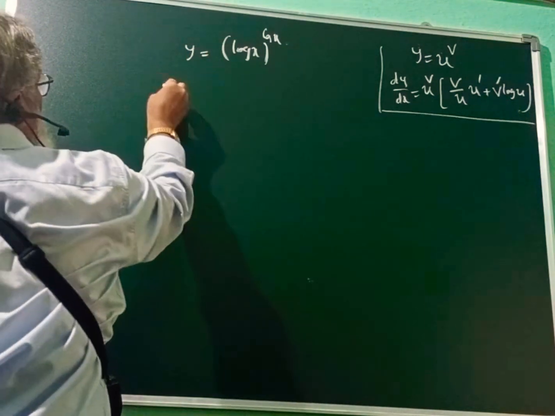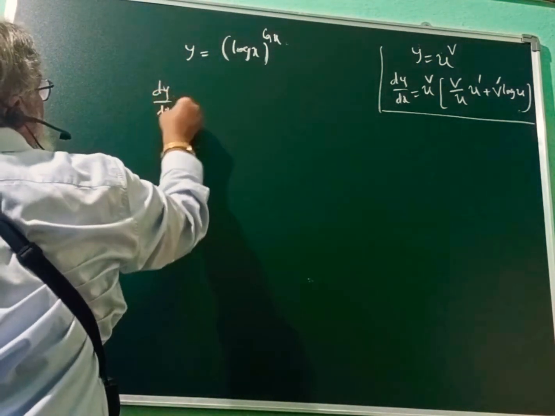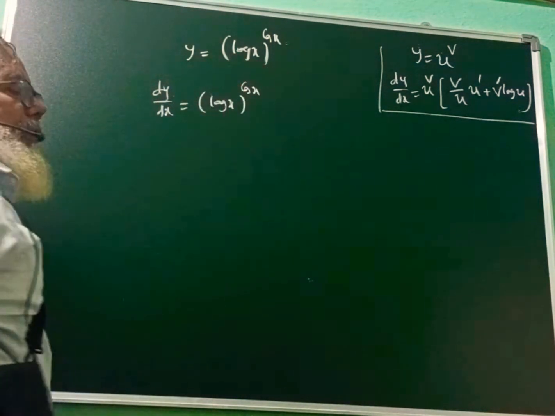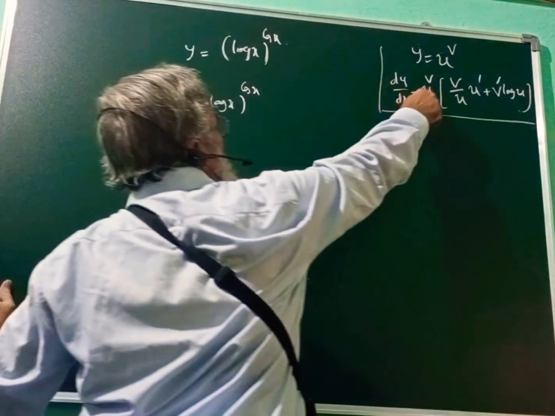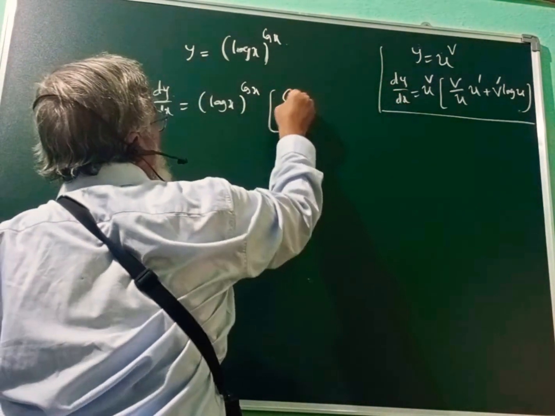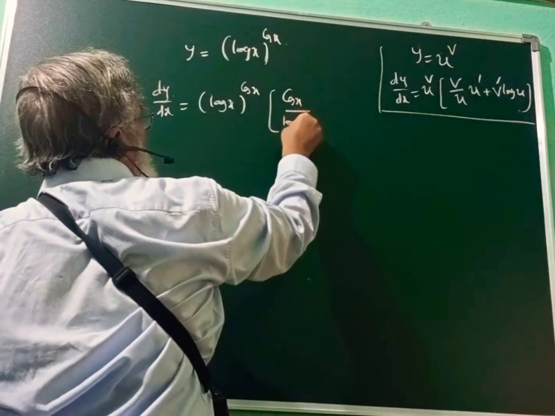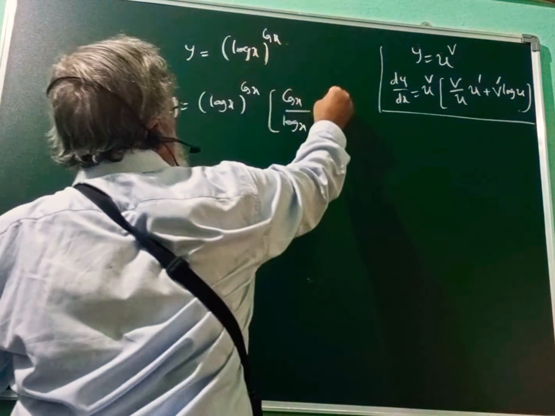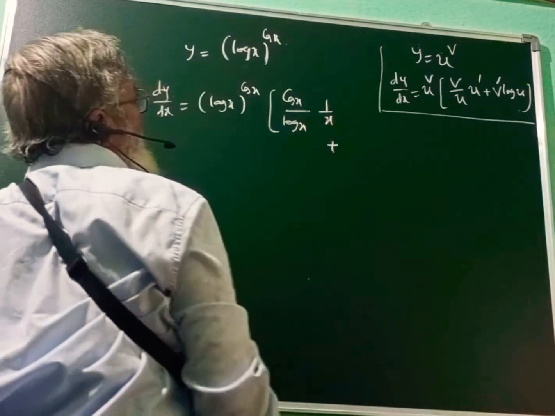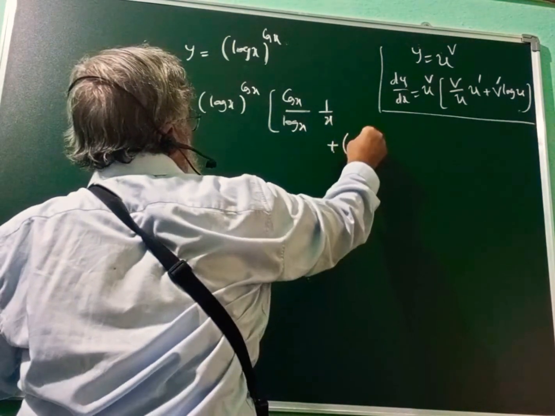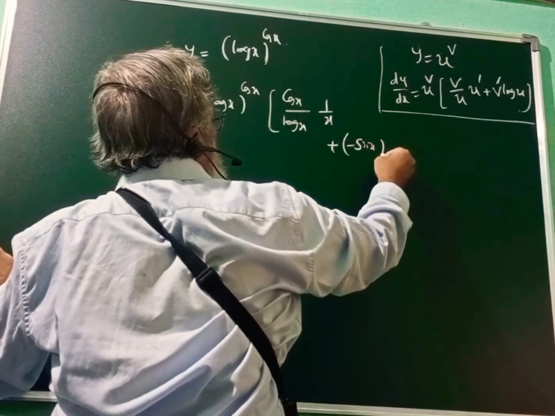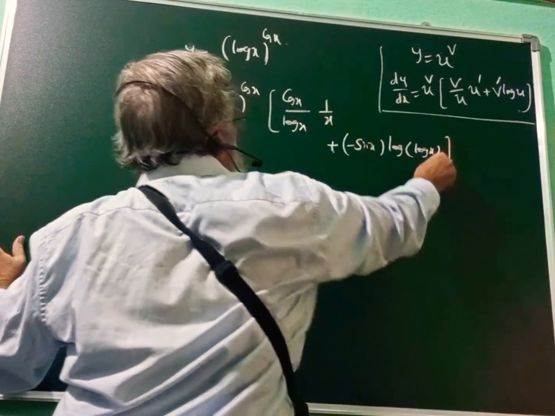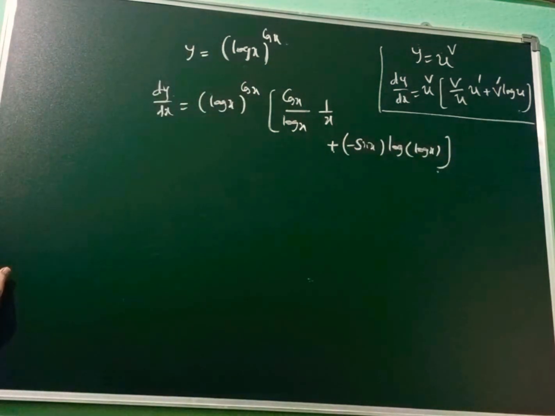By applying the formula, dy by dx is given by (log x) raised to cos x, that is u raised to v, into cos x by log x. See, compare this formula with this. Cos x is v, u dash is differentiation of log x, 1 by x, plus v dash, differentiation of cos x, minus sin x, into log of u. Log of u is log of log x. Directly we are writing the formula.